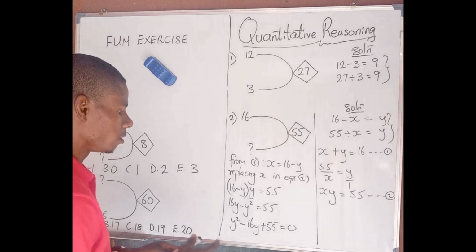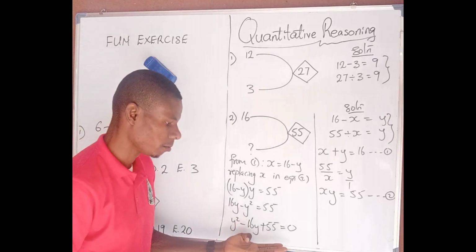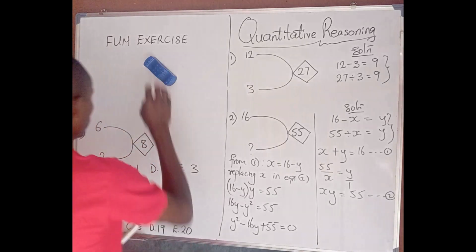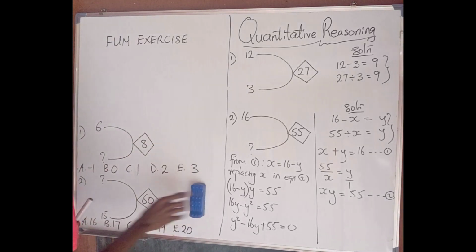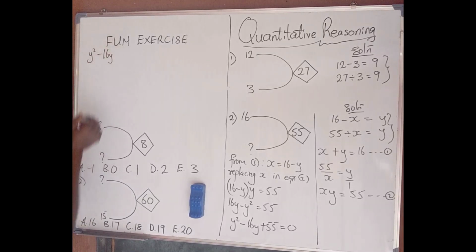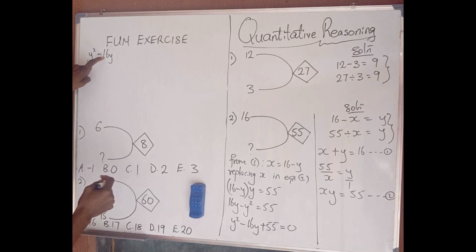So let me solve this quadratic equation by the completing the square method. Okay, completing the square method here, we are going to have y squared minus 16y. What I will have to have is this.